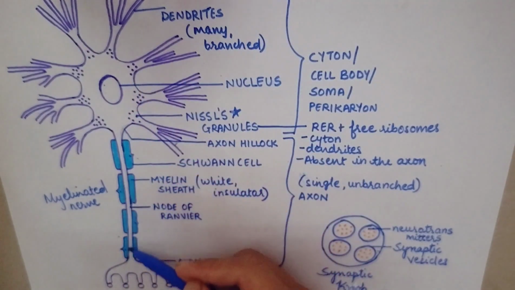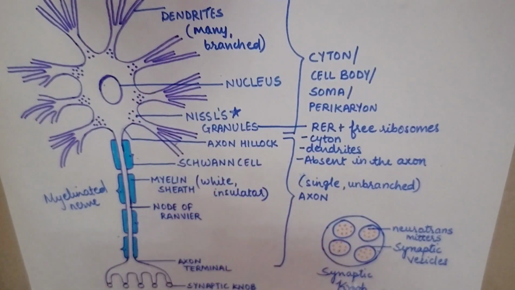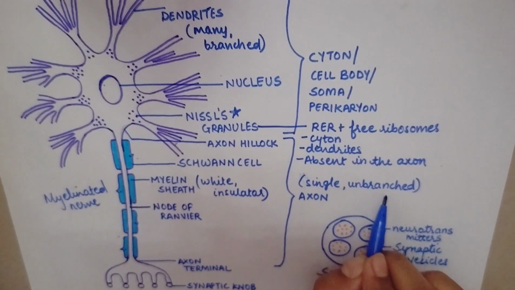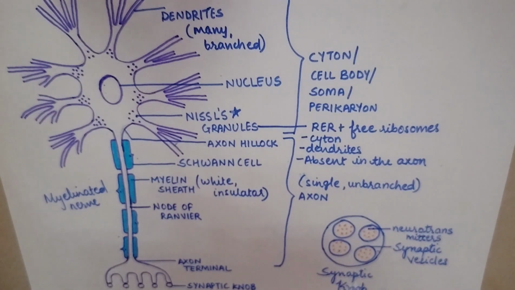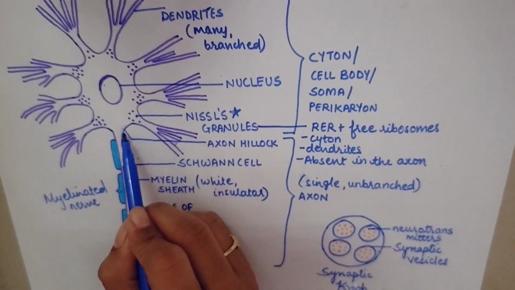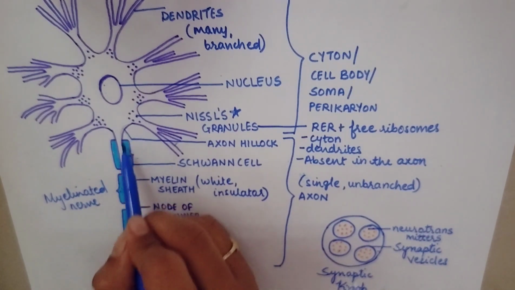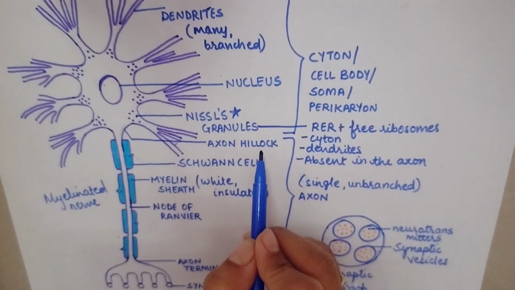This single unbranched process arising from the cyton is the axon. Okay, so the axon is single and it is unbranched. There are no further branches, right? So it is a single and unbranched process which is arising from the cyton. Now the part, see over here, the neck of the axon, is the axon hillock.